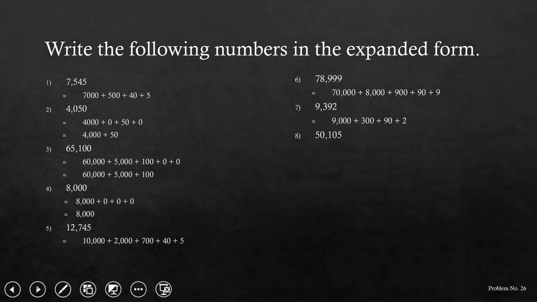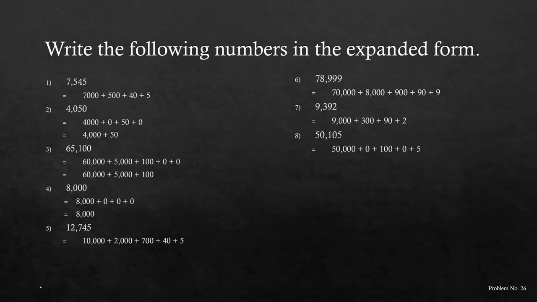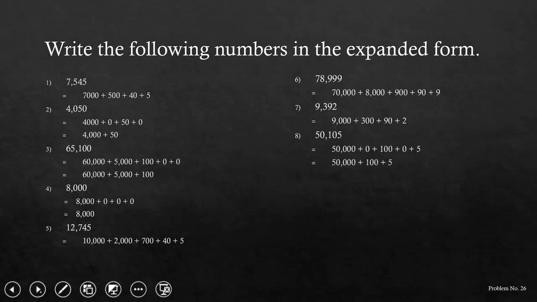Now next is 50,105. So the place value of this first 5, which is at 10,000's place, is 50,000. So 50,000 plus 0 plus place value of this 1 is 100, place value of 0 is 0, and place value of 5, which is at units place, is just 5. So we can rewrite it as 50,000 plus 0 plus 100 plus 0 plus 5, that is nothing but 50,000 plus 100 and plus 5.